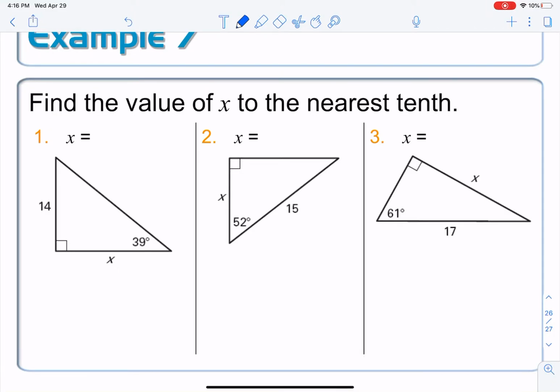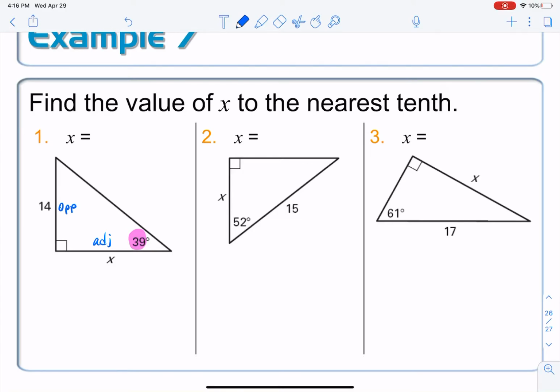The first thing that I'm going to do is label my sides. So I've got my 39-degree acute angle. The 14 that's directly opposite that is our opposite side. And the X down here at the bottom is touching our angle. This is our adjacent side. I don't need to bother with the hypotenuse. It contributes nothing to the problem.